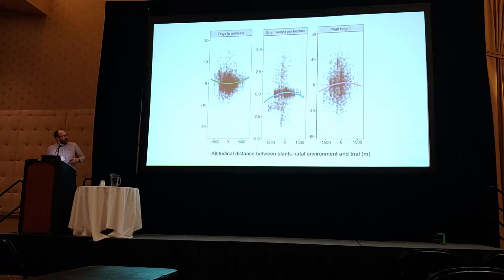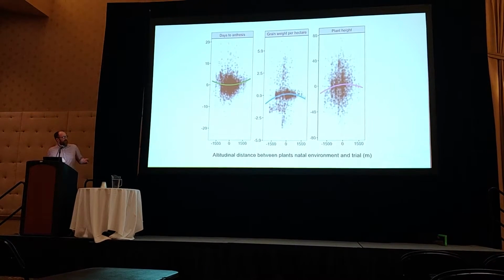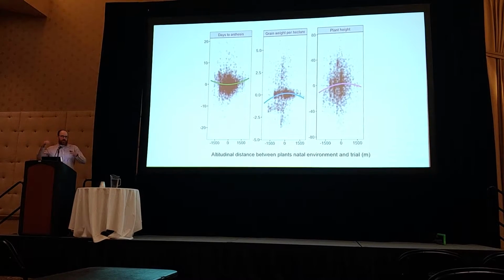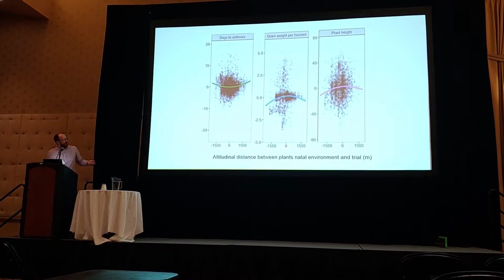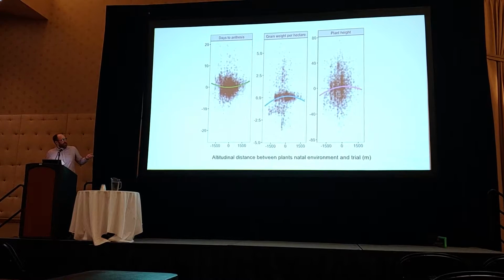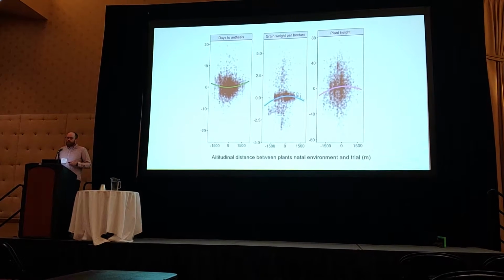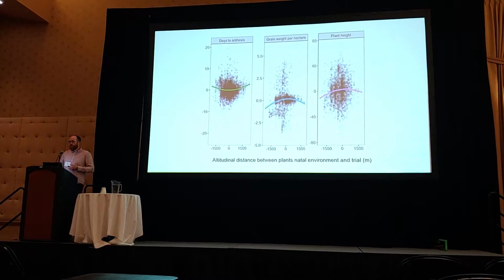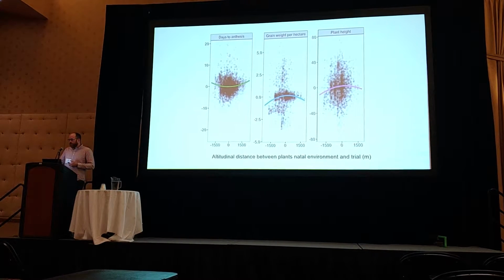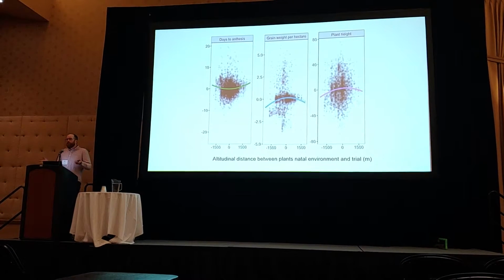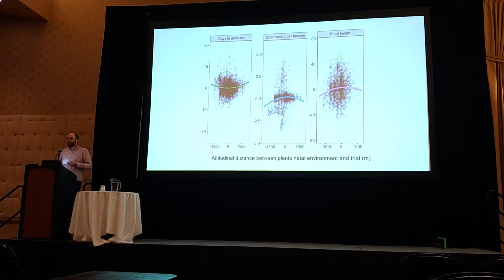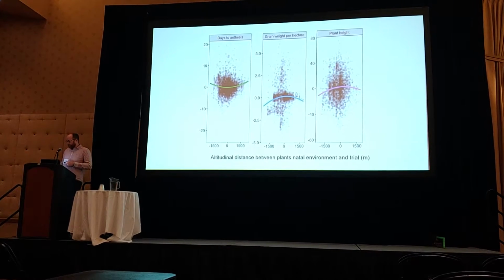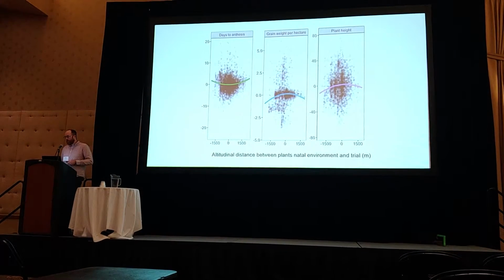This is altitudinal distance between plants' natal environment and a trial in terms of elevation in meters, because that's very important. And so 0 is basically when you're grown in your home environment. And so you see that they take longer to flower, they produce less seed, and they're shorter. So just generally lower fit plants when you grow things outside of their home environment.